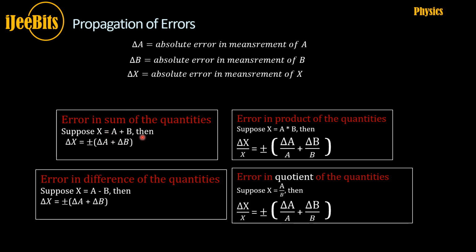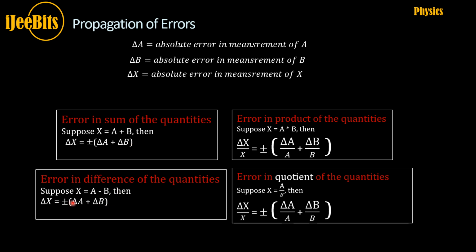How do you calculate error in the sum of the quantities? If you know delta A and delta B, all you have to do is sum them to get the net error of delta X. Delta X is nothing but plus or minus delta A plus delta B. All the time you will be adding the errors, both in case of a sum and a difference, subtraction basically.